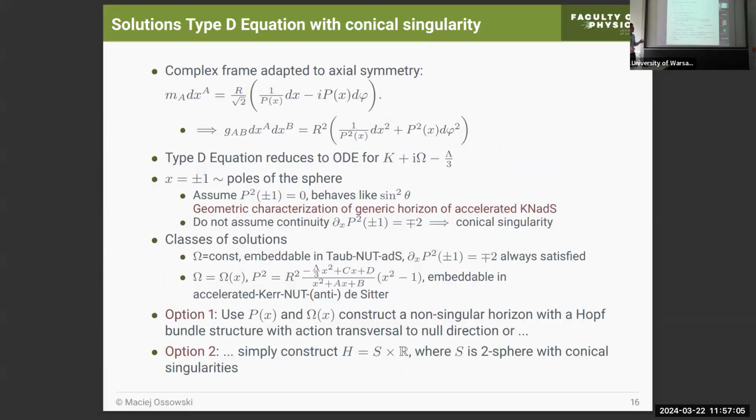However, of course, it's up to you what you construct from those invariants. You can also just take this S to be a sphere with conical singularities and construct the regular, in the sense of the standard horizon that people think about, and I think this is also possible.